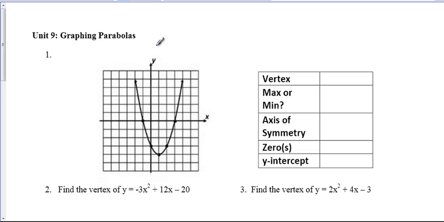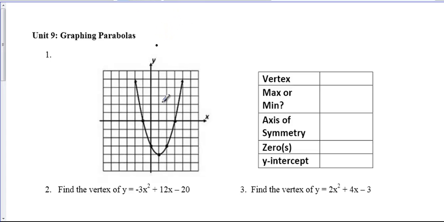Example 1. So in Unit 9 we learned about graphing parabolas. We learned how to do them by hand and by a calculator, so I'm going to be showing you both here as we go. Looking at the first problem, we're asked to identify different parts of the graph. So just quite simply, do you understand what each piece is?